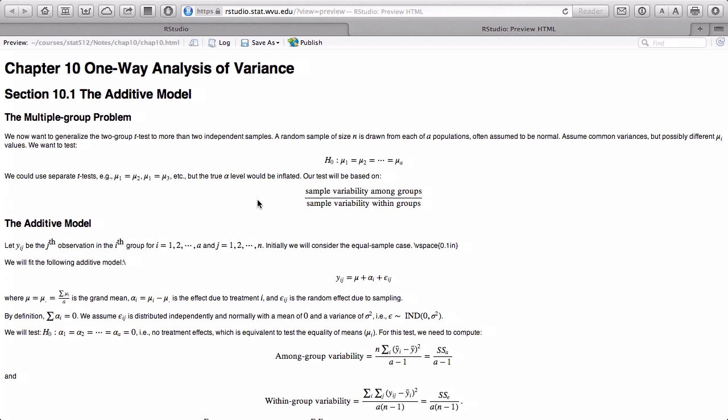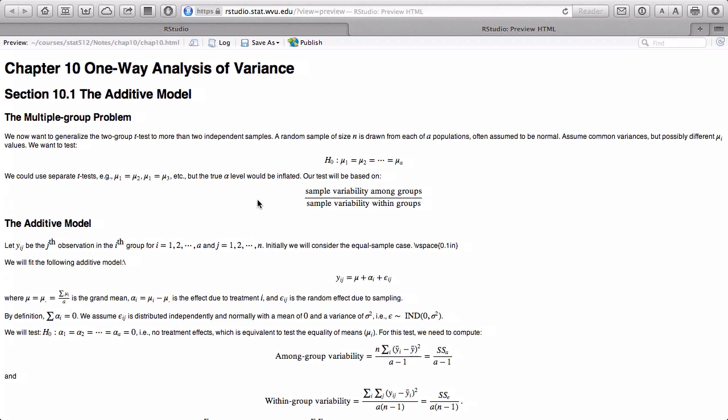The model, so now we have y sub ij. Y has two subscripts. I indicates the group, and j indicates the individual within the group. So y11 means the first individual in the first group. Y12 means the second individual in the first group. Y21 means the first individual in the second group. Y22 means the second individual in the second group. Y31 is the first individual in the third group, and so forth.